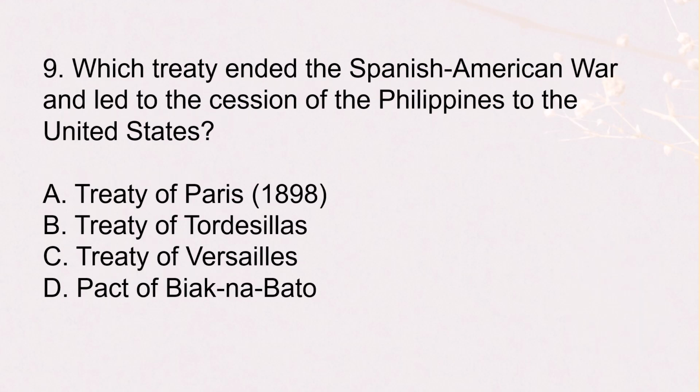Number 9, which treaty ended the Spanish-American War and led to the cession of the Philippines to the United States? Letter A, Treaty of Paris in 1898. Letter B, Treaty of Tordesillas. Letter C, Treaty of Versailles. Or letter D, Pact of Biak na Bato.